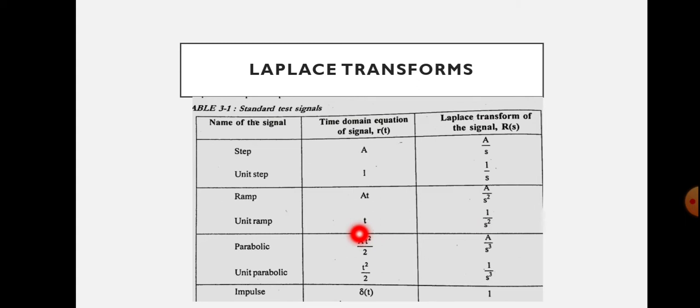Similarly, in the case of the unit ramp signal, it is t, and its Laplace transform is 1 by s square. And in the case of the parabolic signal, the equation is at square by 2, and its corresponding Laplace transform is a by s cube. And in the case of the unity parabolic signal, its time domain equation is t square by 2, and the corresponding Laplace transform is 1 by s cube. In the case of the impulse signal, it is represented by δ(t), and the corresponding Laplace transform is 1.